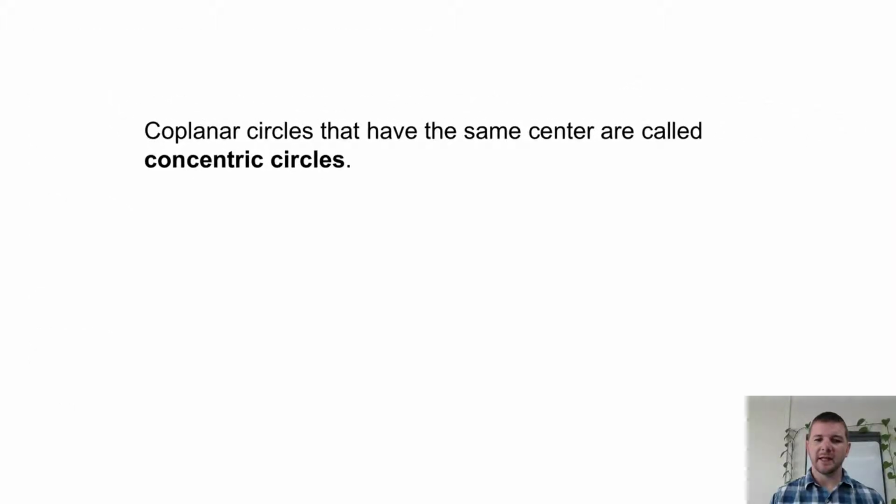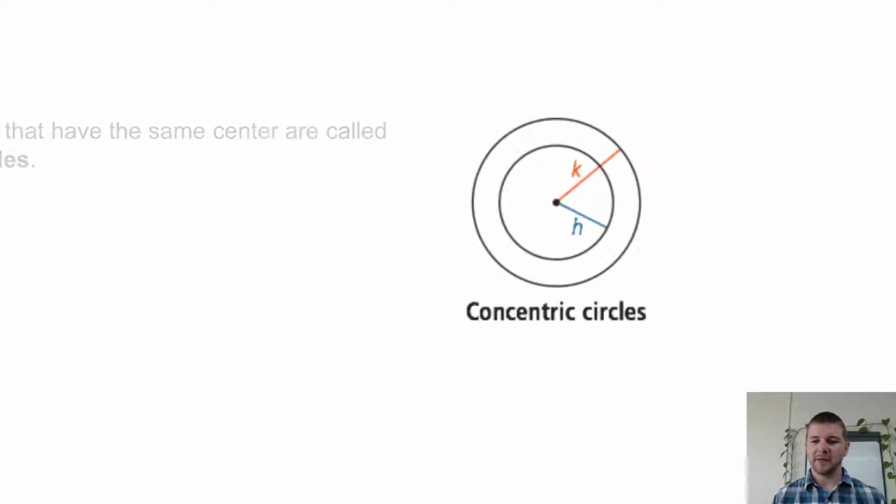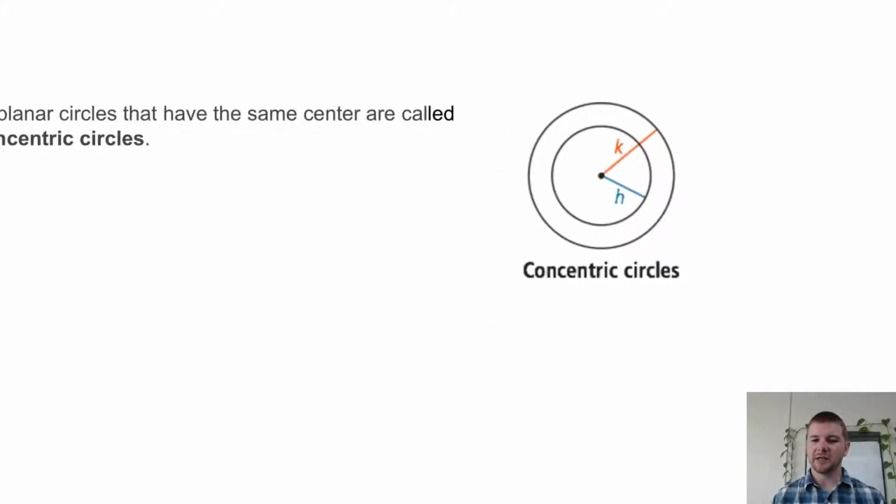Coplanar circles that have the same center are called concentric circles. Note the example in the diagram. A smaller circle with radius h and a larger circle with radius k share a center, therefore they're concentric circles.